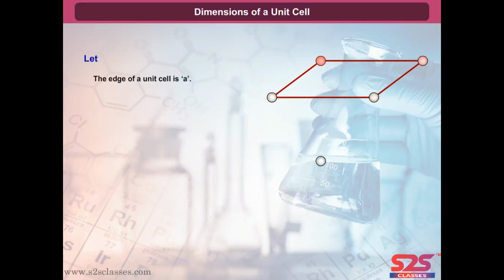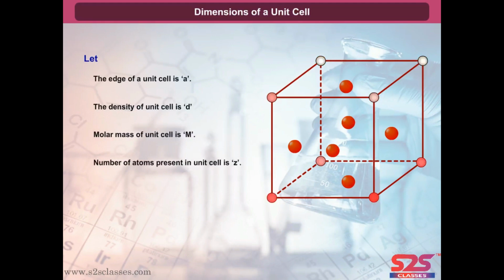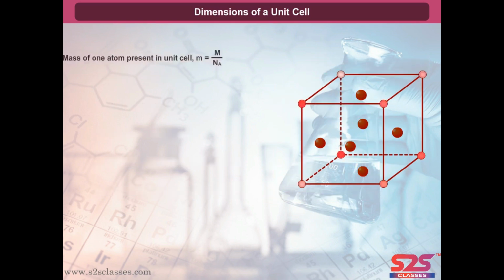Let the edge of a unit cell be a. The density of unit cell is d. Molar mass of unit cell is M. Number of atoms present in unit cell is Z. Mass of each atom present in unit cell is m. So, mass of one atom present in unit cell is M by Na.